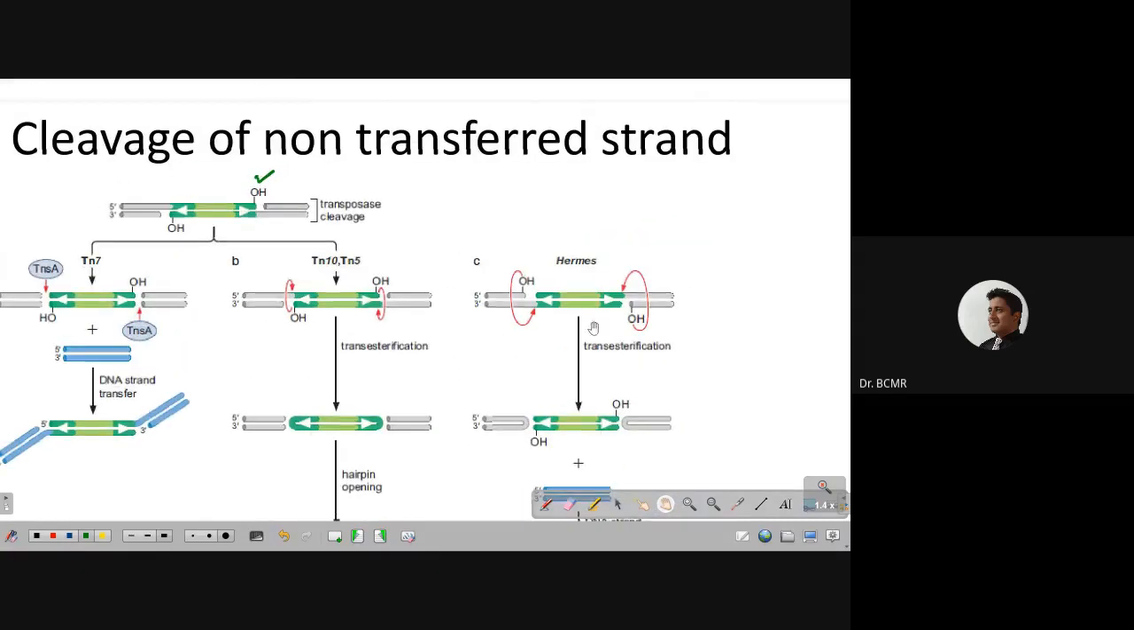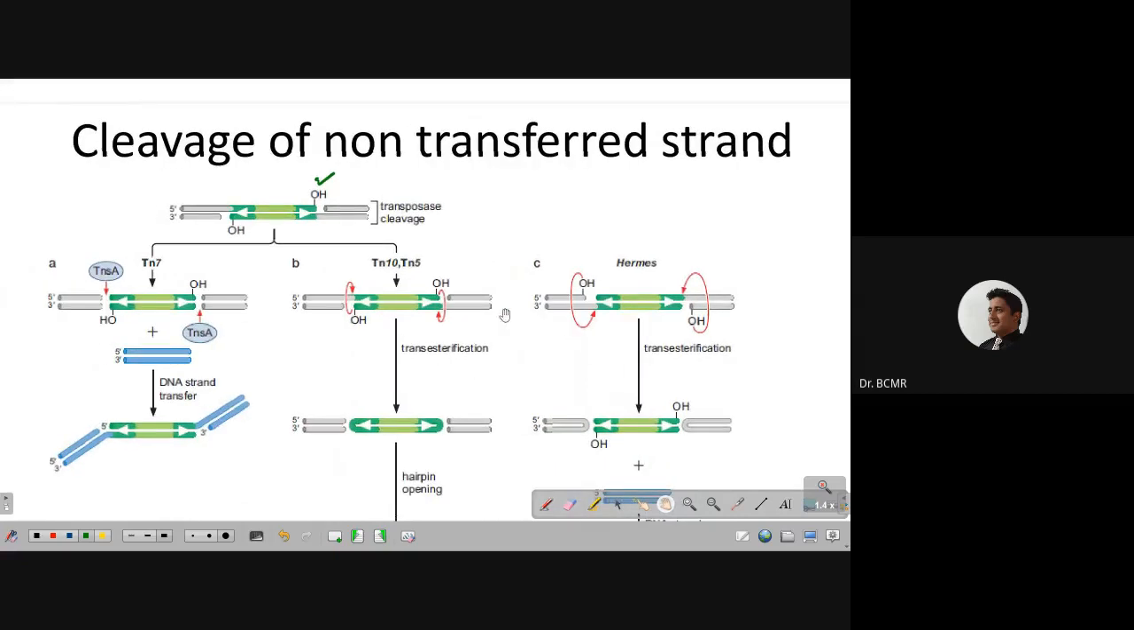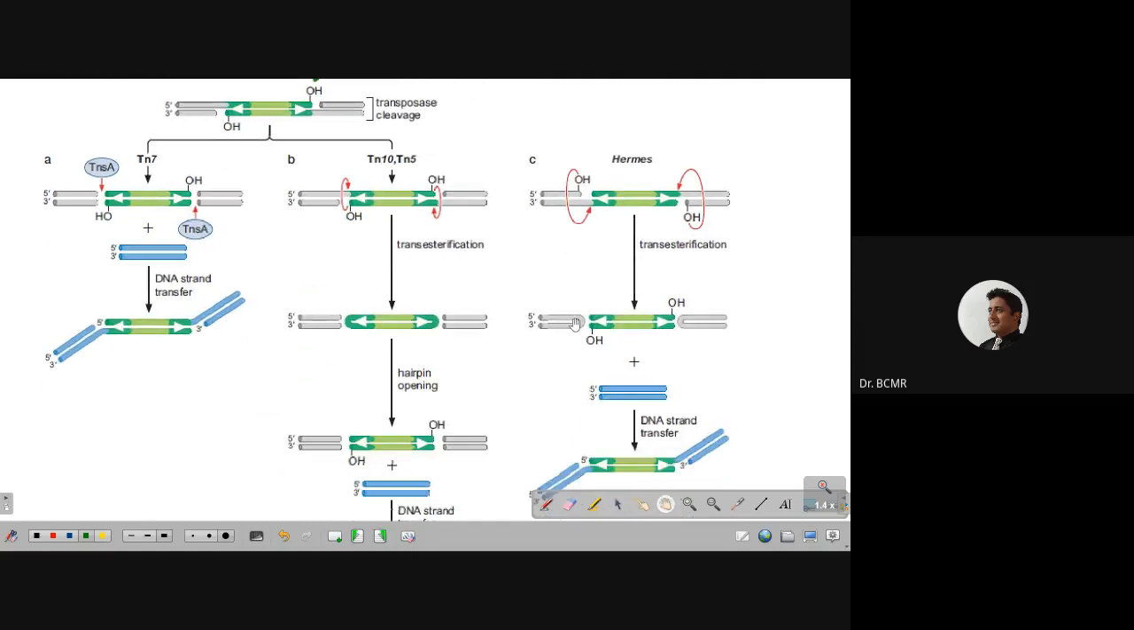In Hermes, there is a different mechanism. It is opposite to what happens in Tn10 and Tn5. So the break happens here, and the OH of the host site makes an attack on the second strand. So the transposon is free and will move on to the target site, and here you have the hairpins on the donor site. The donor site will eventually be resolved and they will be joined together.